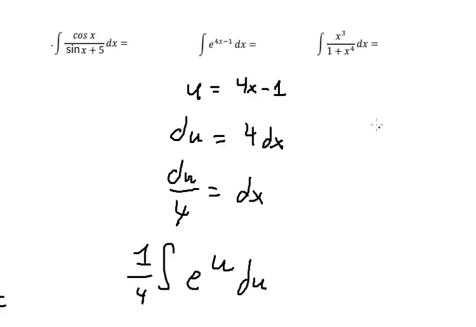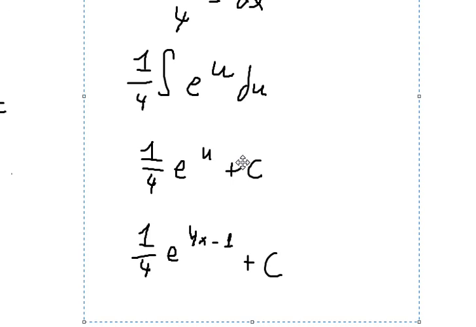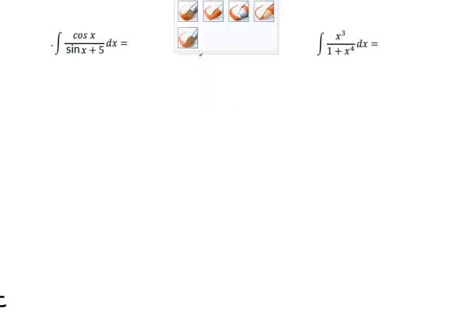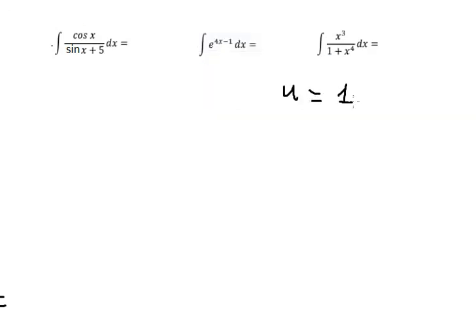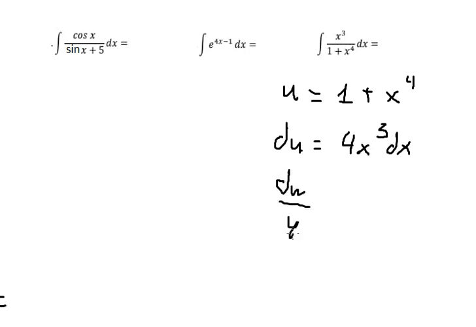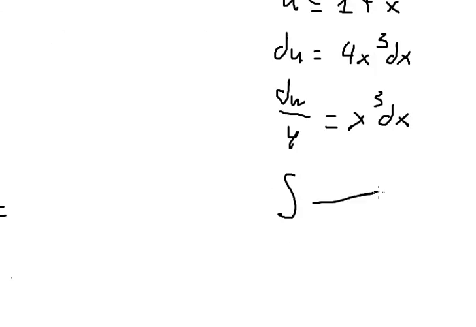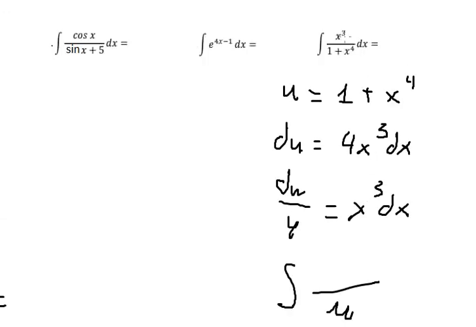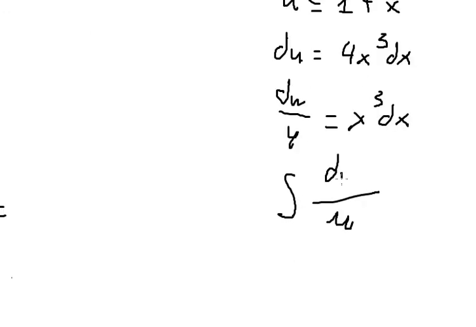The last one, we will use the same technique. That is u equal to 1 plus x to the power of 4. If we take the first derivative of both sides, x to the power of 4, you get 4x to the power of 3 dx. Because we don't have 4, we divide both sides by 4. So this one, we change to u. x to the power of 3 dx, we change to du over 4.